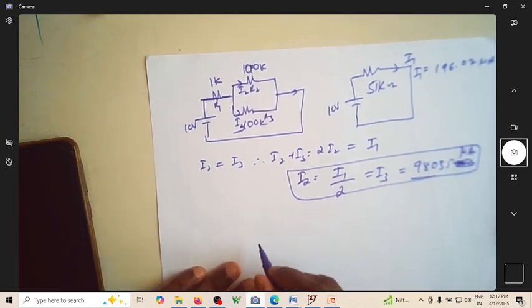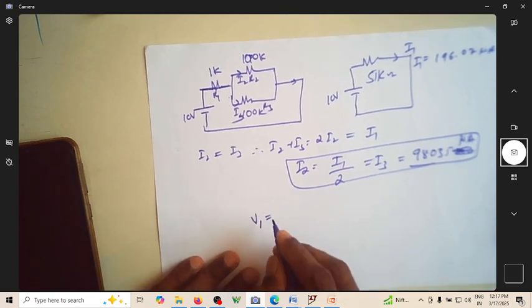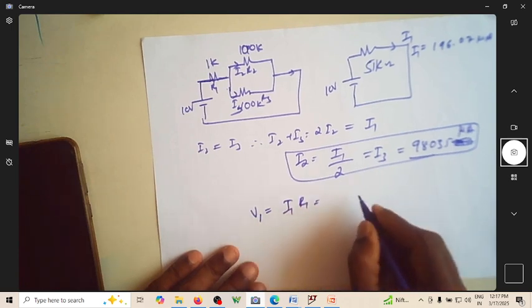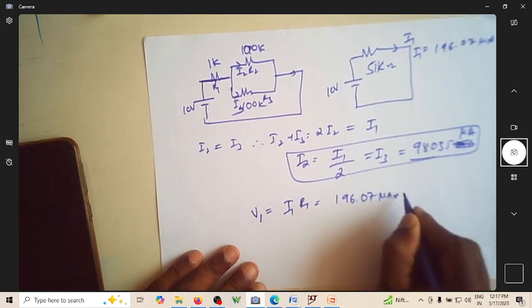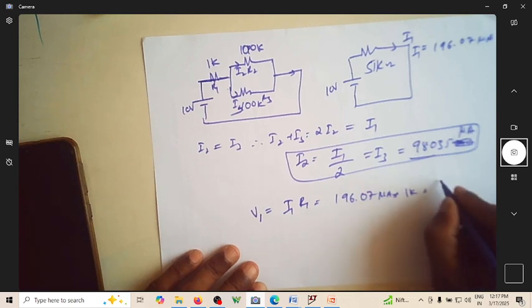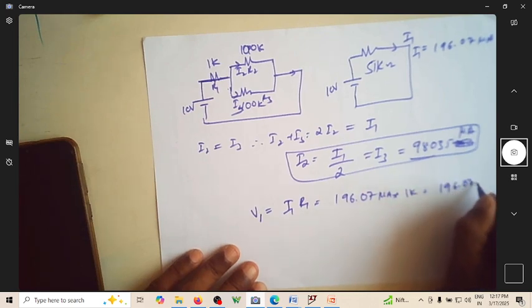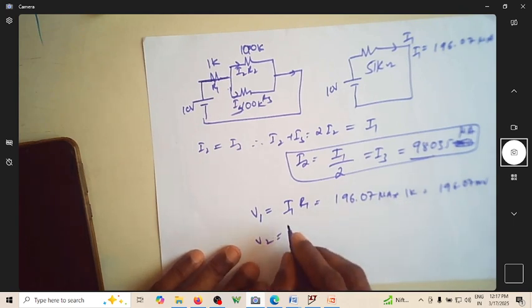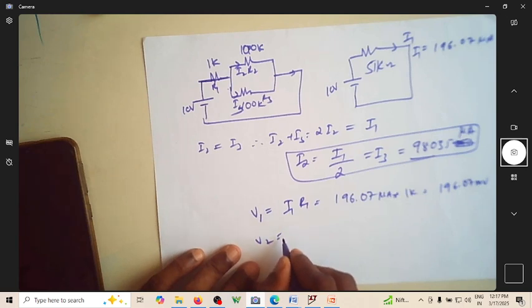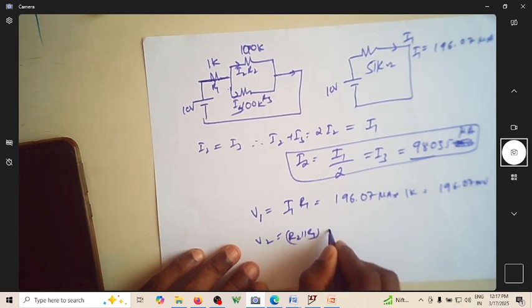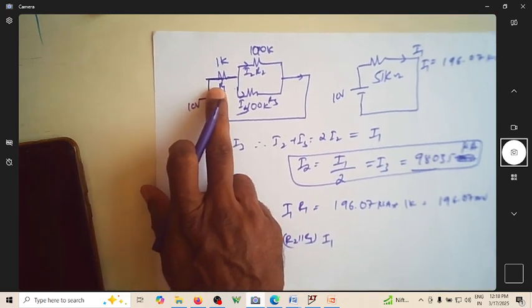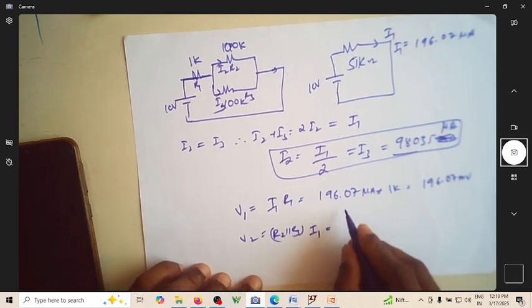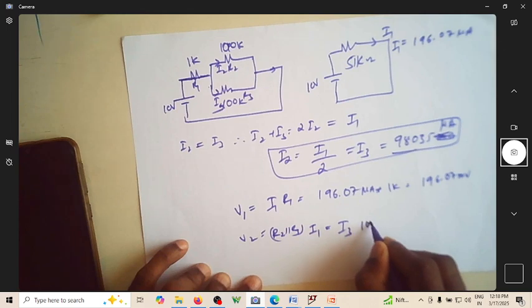Actually mechanical. Then what is the voltage across the resistor? If you name it V1, which is I1 into R1, which is 196.07 microampere multiplied by 1 kilo ohm, it is 196.07 millivolt, whereas V2 is R2 parallel with R3 into the current I1, whatever overall current flows through this, or it's equal to I3 into 100k.